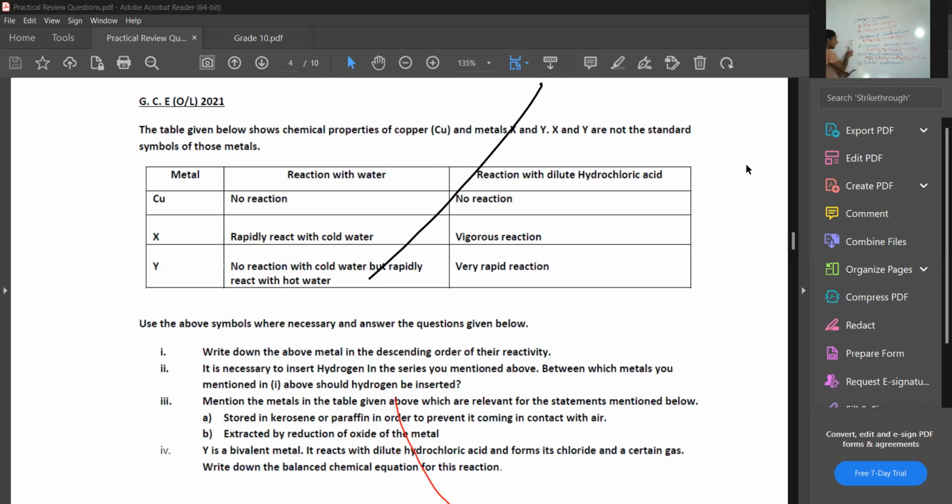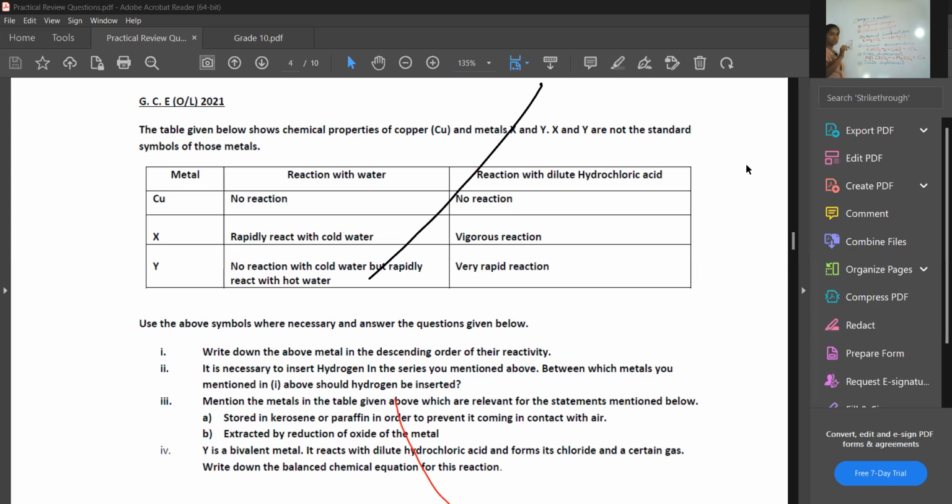Copper sulfate has this blue color because of copper. Then what happens? Magnesium displaces copper from copper sulfate. Then magnesium combines with sulfate and forms magnesium sulfate. There is no color for magnesium sulfate. So one observation here is the blue color disappears gradually, not at once.